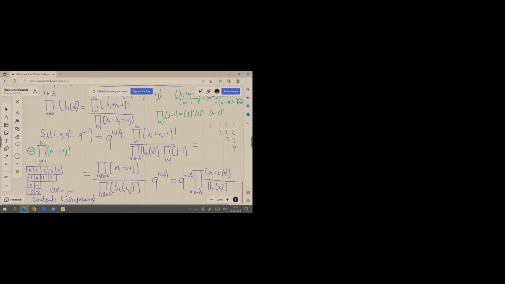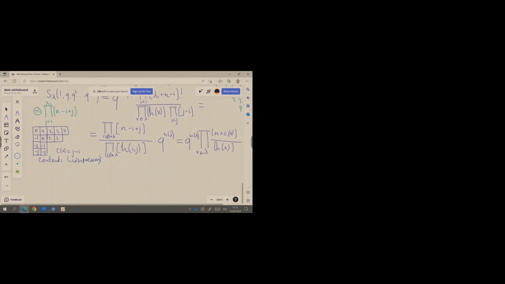And as usual, corollary: remove square brackets and you'll get numbers. So corollary, the Kostka number k lambda of n is equal to the product of n plus c of x divided by h of x, over x in lambda. Okay.